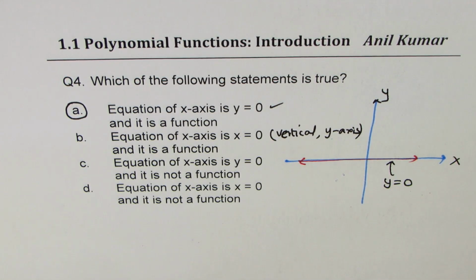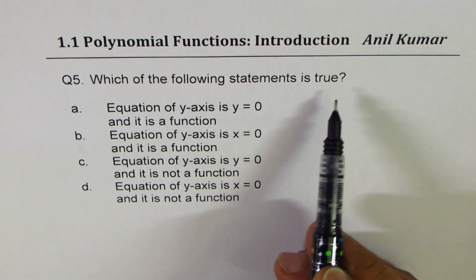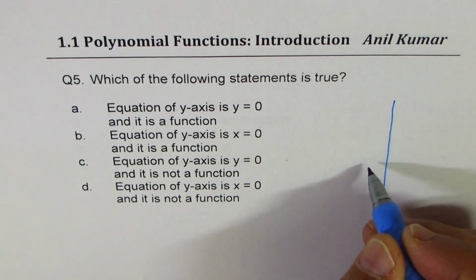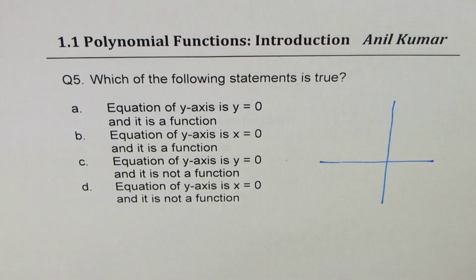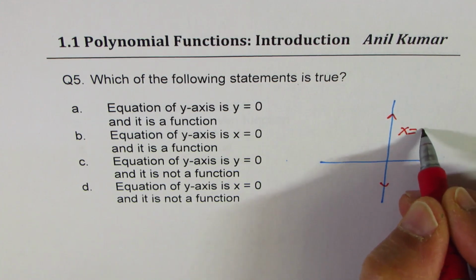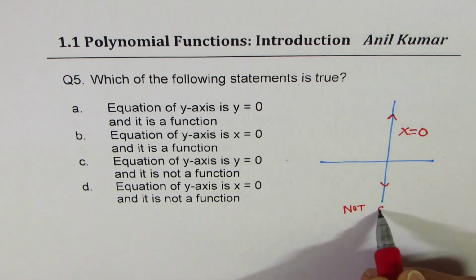So I hope all these points are absolutely clear. Question number 5. Which of the following statements is true? Now we are talking about equation of y-axis, right? So what is equation of y-axis? As we saw, equation of y-axis is x equals 0, and it is a vertical line, right? So we know it is not a function.